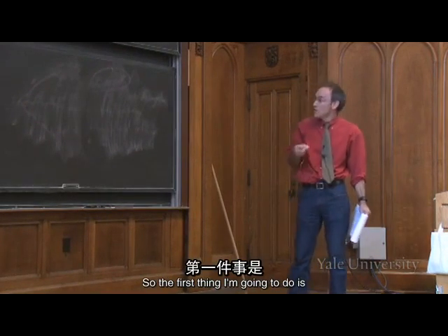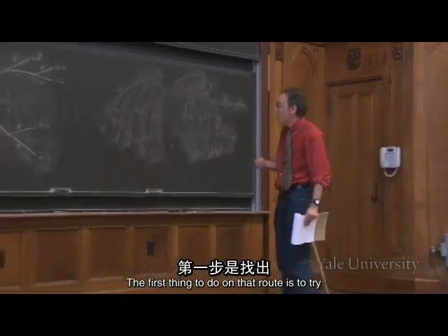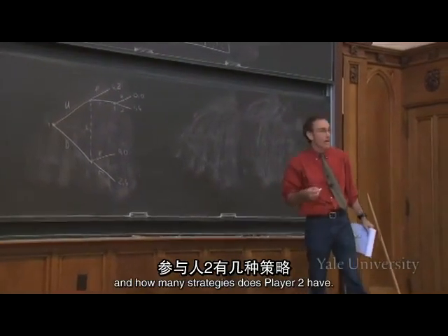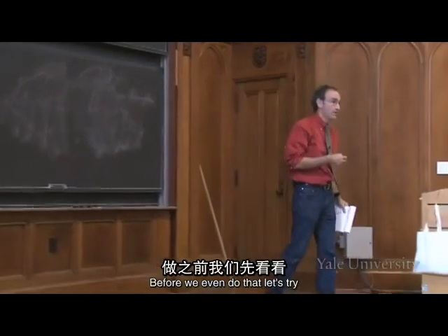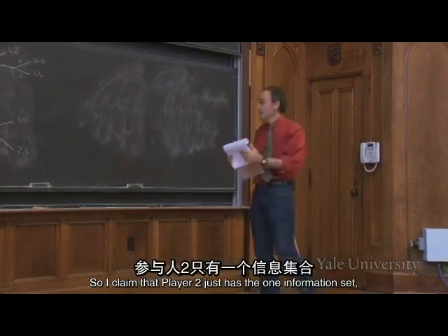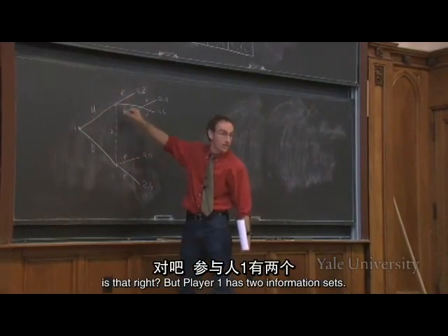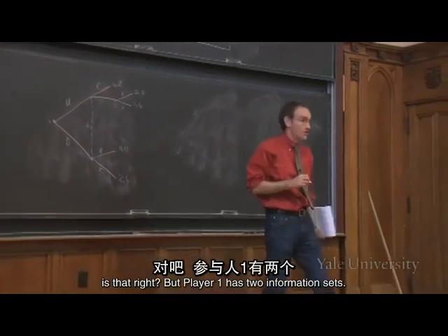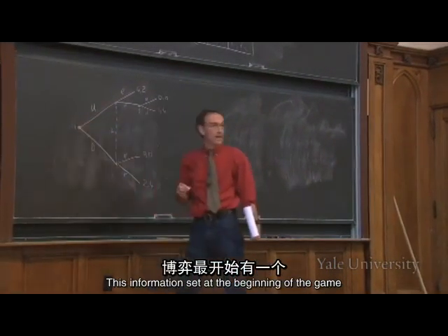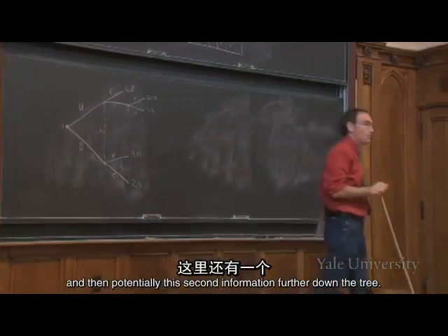So the first thing I'm going to do is I want to turn this into a matrix. And the first thing to do on that route is to try and figure out how many strategies does player 1 have and how many strategies does player 2 have. And before we even do that, let's try and figure out how many information sets they have. I claim that player 2 just has the one information set, but player 1 has 2 information sets: this information set at the beginning of the game, and then potentially the second information set further down the tree.